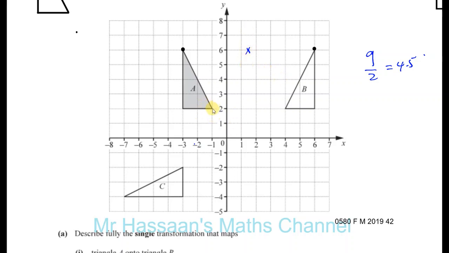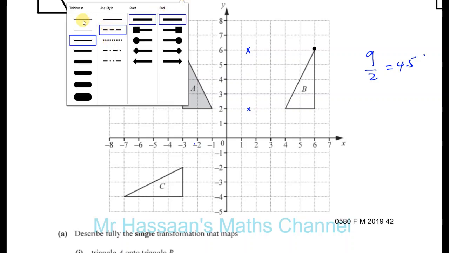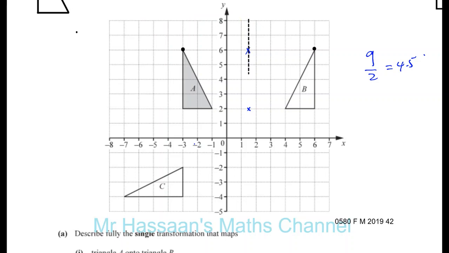And over here you see you've got 1, 2, 3, 4, 5, so 2.5 from here. So it's going to be going directly vertically down between those 2 points I've made, and that will be your mirror line. The mirror line looks something like that. The mirror line has an equation, and as it's vertical going through a point on the x-axis, it is x equals whatever number it passes through on the x-axis, which is 1.5.